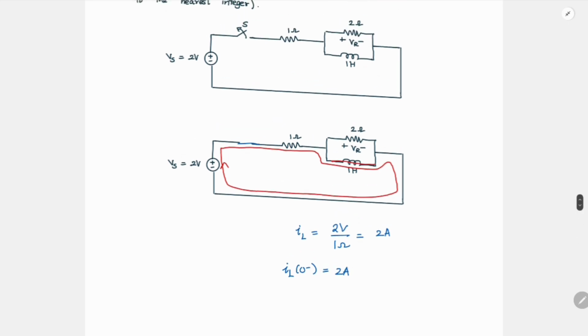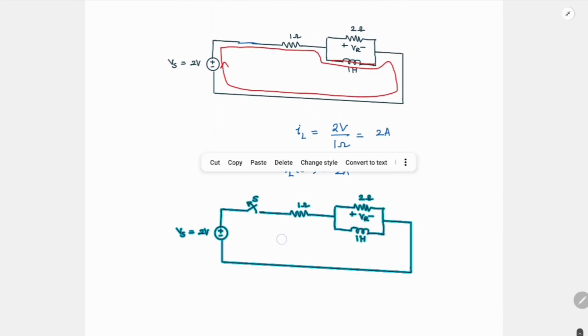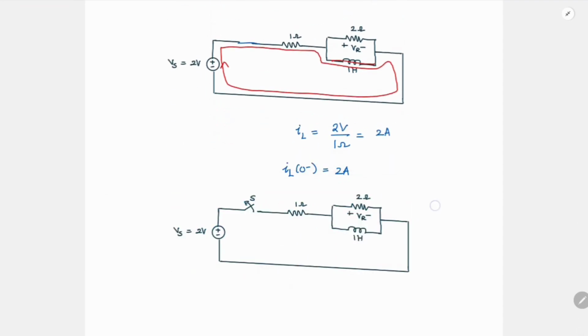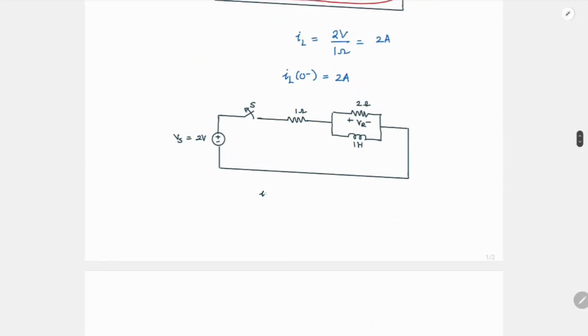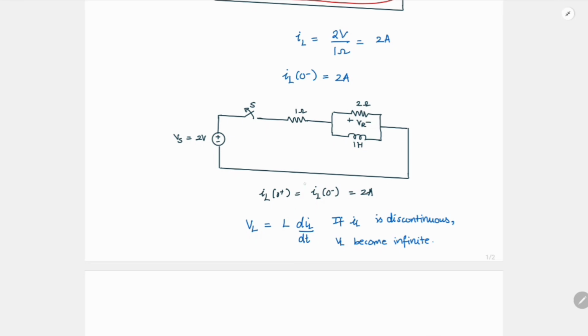And for t greater than 0 plus, what will be the circuit? So you have the switch S which is opened. Now what will be the current IL of 0 plus? This will be equal to IL of 0 minus, which is nothing but 2 ampere. So why is this the case? If we go back to the circuit equation of the inductor, we have voltage across the inductor is equal to L times the differentiation of current across the inductor. So if IL is discontinuous, my voltage VL will become infinite. And this will not be possible when there is a parallel resistor along with the inductor. So your current will always be continuous.